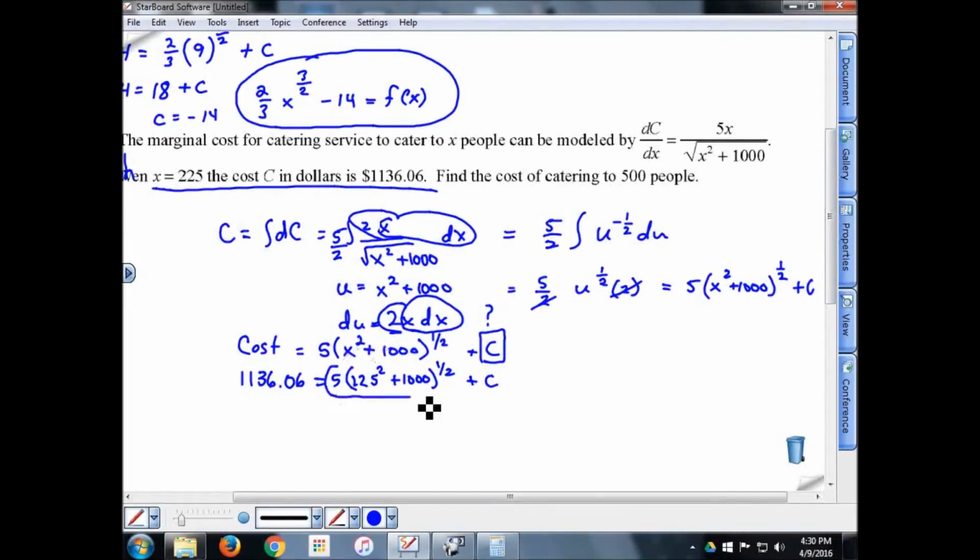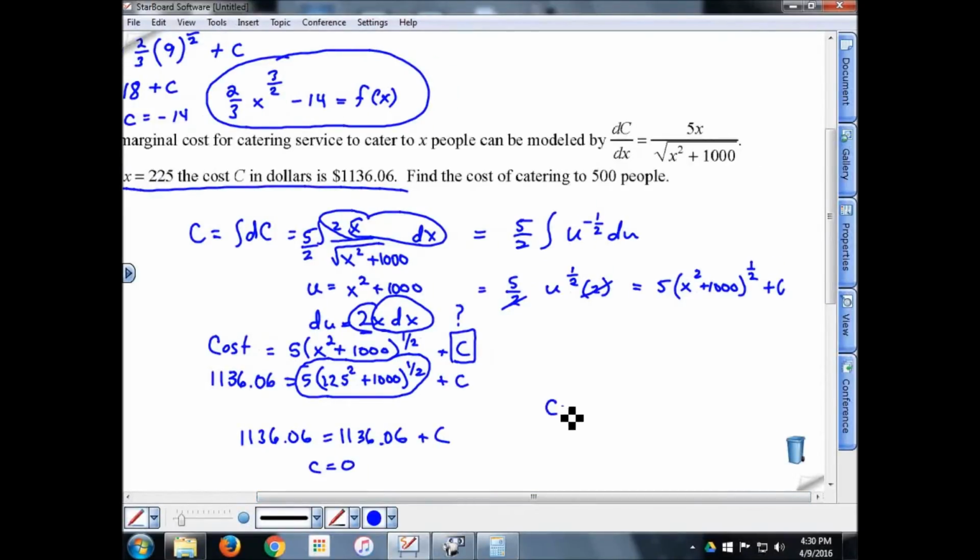Now it turns out that this right here, 225 squared plus 1,000, square root of that multiplied by 5 is equal to 1,136.06. So that means that C has a value of 0. So our cost function is 5 times x squared plus 1,000 to the power of 1/2. That's how much it costs to serve X amount of people.